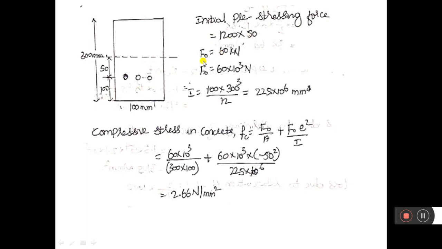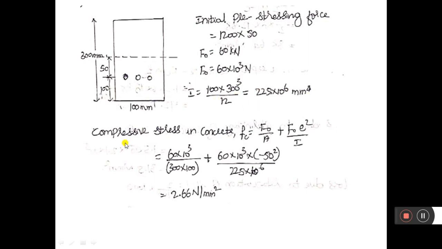Therefore initial prestressing force in each cable is 60 kilonewton. So 60 kilonewton is the initial prestressing force applied to each cable. So 60 kilonewton for this cable, 60 kilonewton for this cable and 60 kilonewton for this cable. I is the moment of inertia, bd cube by 12. So 100 into 300 cube by 12, which gives 225 into 10 to the power of 6 mm to the power 4.